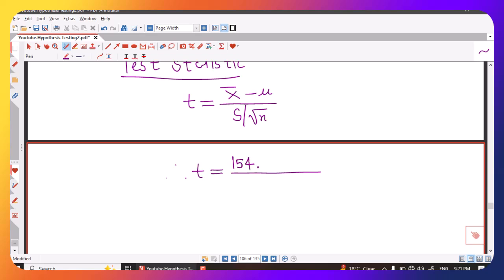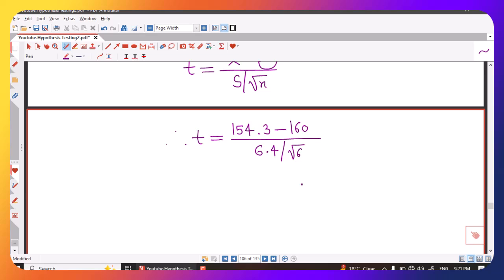So we substitute all these values here. Sample mean is 154.3. Under the assumption that null hypothesis is true, we put mu equal to 160. Standard deviation of sample is 6.4 and sample size is 6, and if we use a scientific calculator, we find that this test statistic value is minus 2.1816, or up to 2 decimal places we write it as minus 2.18.